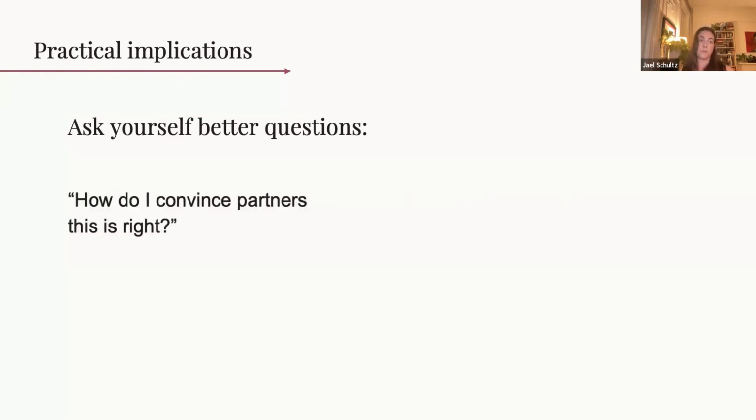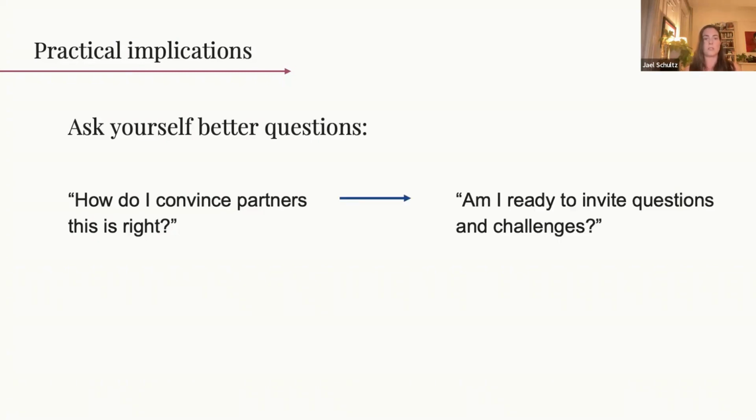Another question, how do I convince partners this is right? This is something that I hear asked, or that I ask myself fairly often. If we're sitting and thinking that we have to come up with the perfect solution for something, and then we have these myriad stakeholders and partners that we have to get on board before that can go live, and all the dependencies associated with that, it gets pretty intimidating. You've got something that you've worked on that you hope is just right, and then you have to get everybody on your side. I think a better question is, am I ready to invite questions and challenges?